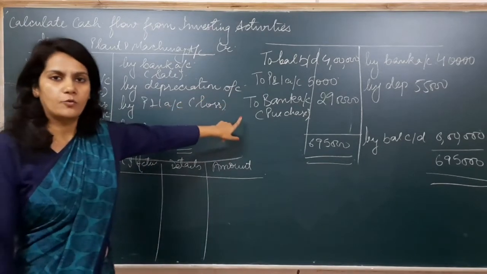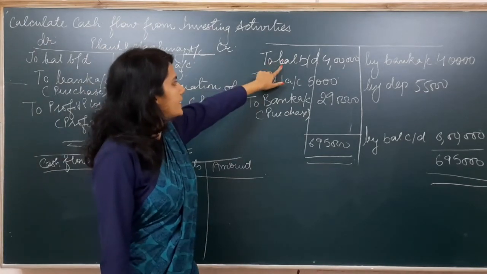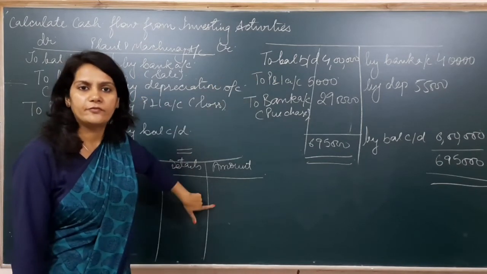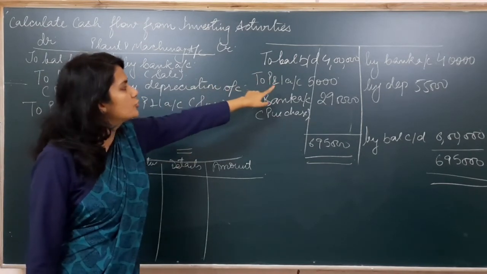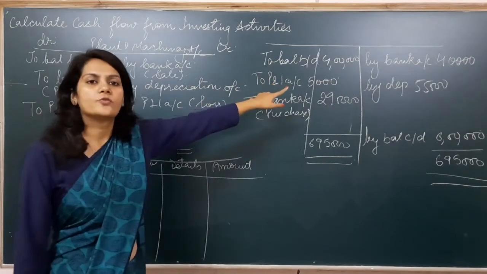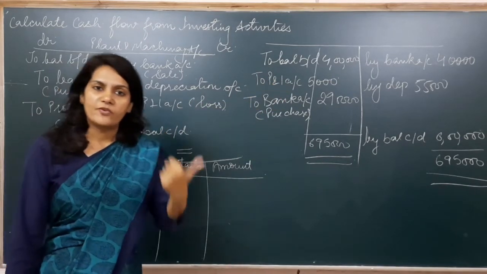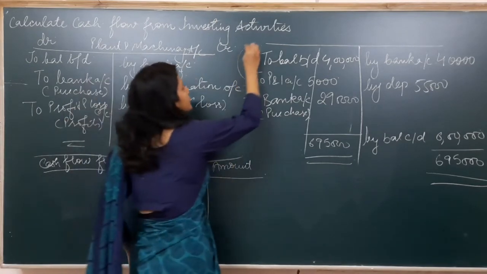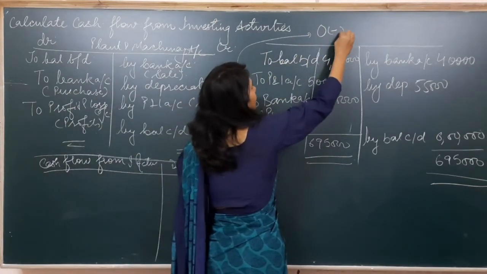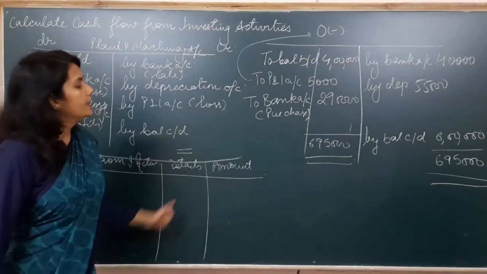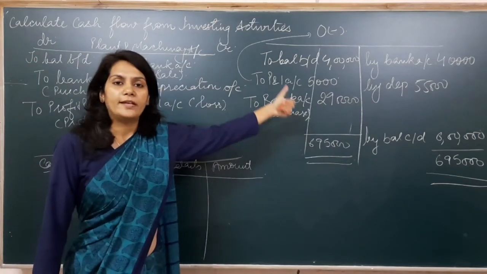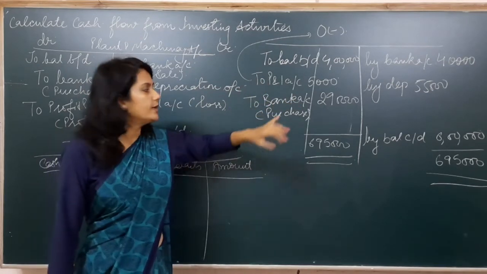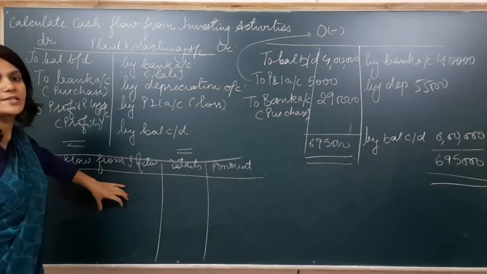Let's start from this account only. Here the first item is balance brought down. We never record balance brought down in investing activities. Next is profit and loss account. This 5,000 represents profit, and profit on sale of any asset is a non-operating income. So if you remember, you always subtract this amount in operating activities. Then the next is purchase of plant or machinery. This purchase is an investing activity, so we are going to record this in investing activities.